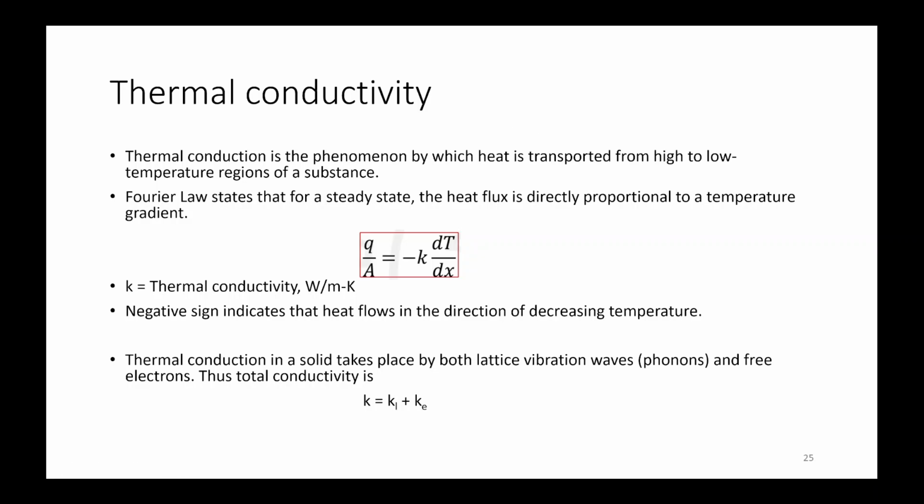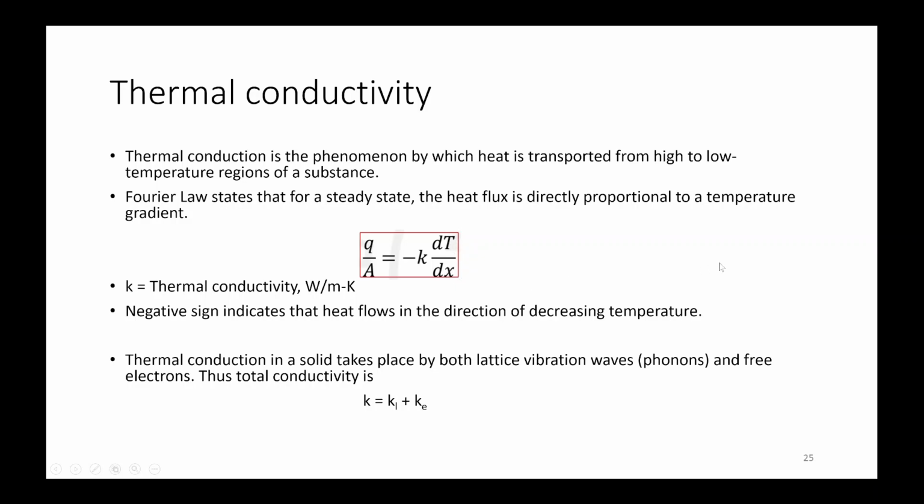Now another property is thermal conductivity, and thermal conductivity is the phenomenon by which heat is transported from high to low temperature regions of a substance. Now Fourier's law states that for a steady state, the heat flux is directly proportional to the temperature gradient. Now Q upon A is your heat flux, and this is equal to minus K times dT upon dx. dT upon dx is your temperature gradient.